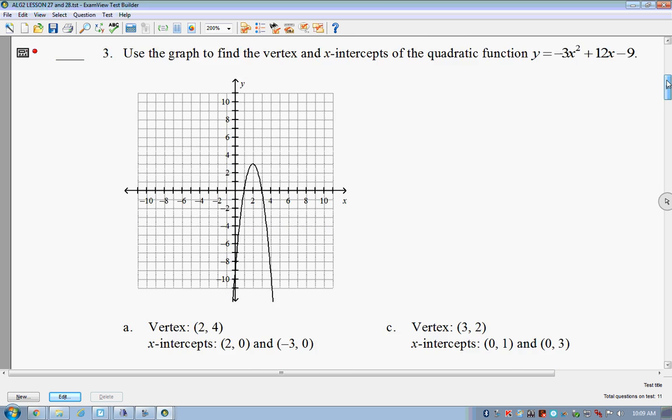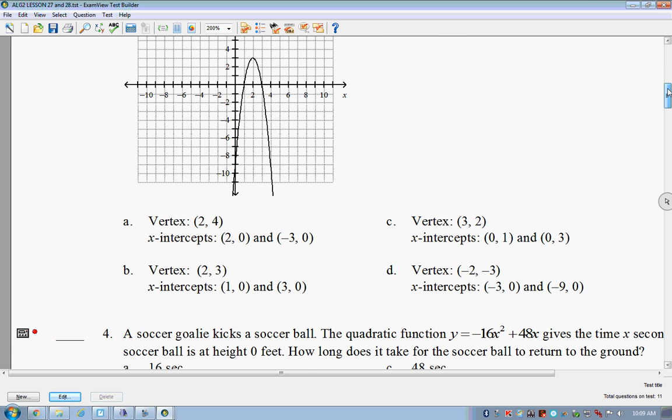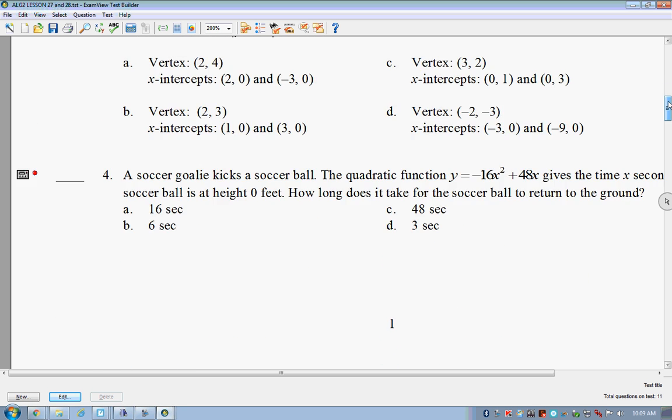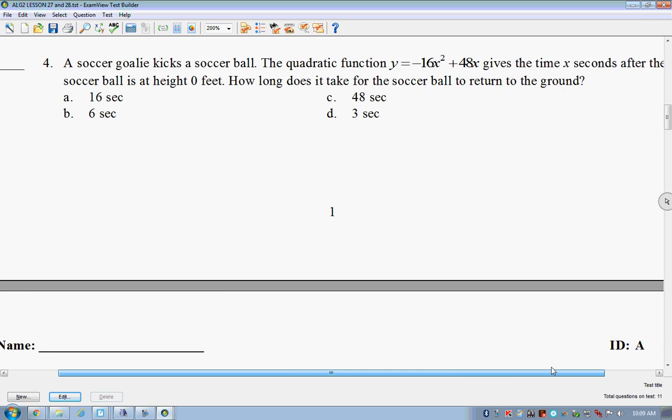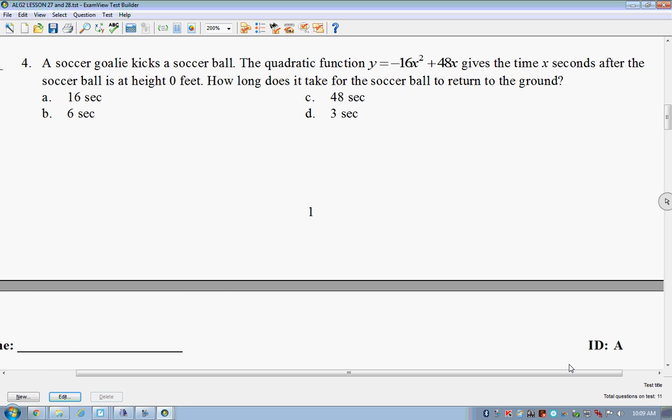Let's see if we can do one more question before we go. And of course, some of these were in here. I think B was our answer. Okay. This is a good question to end on, because I think this question shows up in tests. It says a soccer goalie kicks a soccer ball. The quadratic function is y equals negative 16x squared plus 48x. Give the time in seconds after the soccer ball is kicked where it's at a height of 0 feet. How long does it take for the soccer ball to return to the ground?